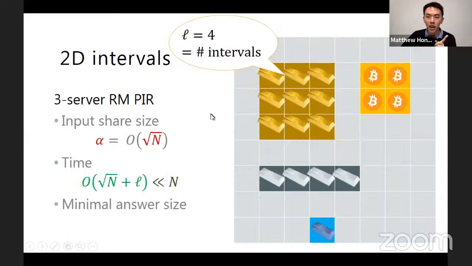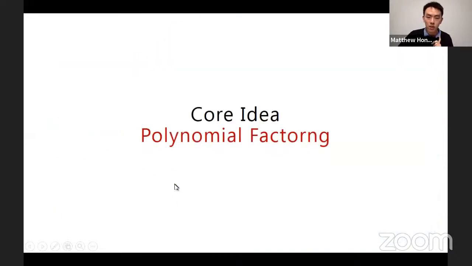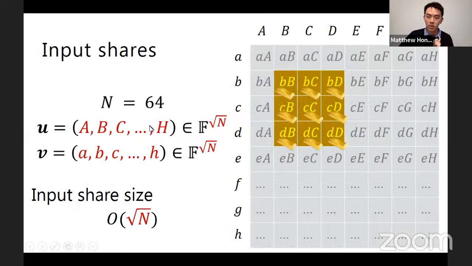So we can apply remote PIR for this setting and obtain a shortcut that runs in square root of N plus L time, where L is the number of intervals, instead of the naive evaluation time of capital N. And the core idea is very simple, actually. It is based on polynomial factoring. So I will just give a very brief idea here.